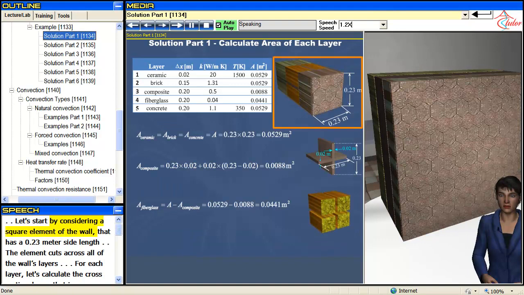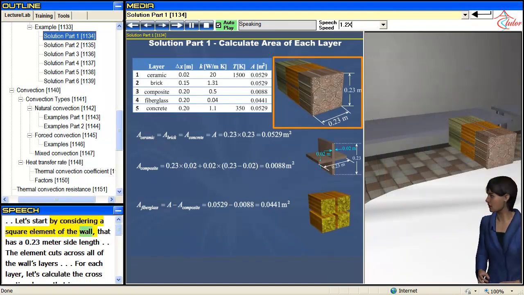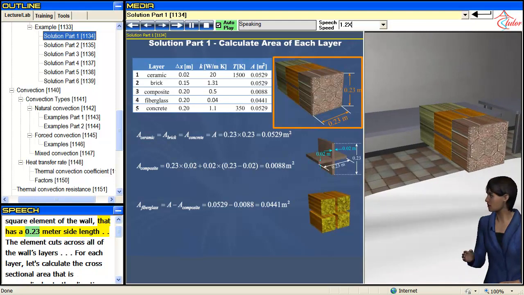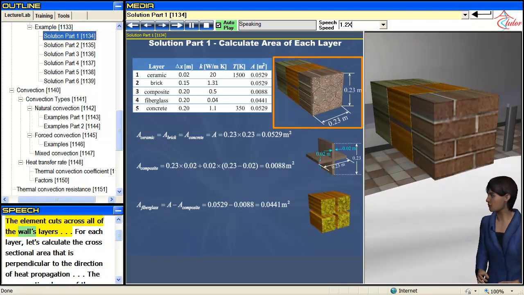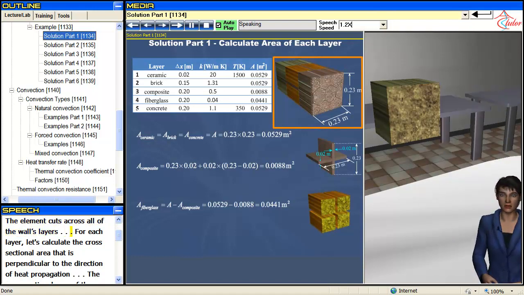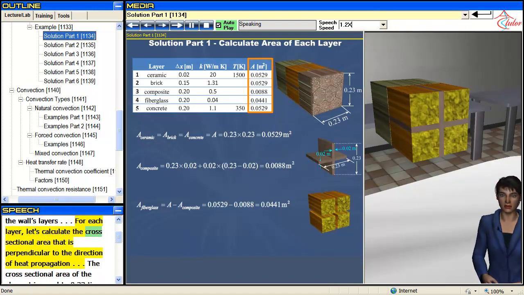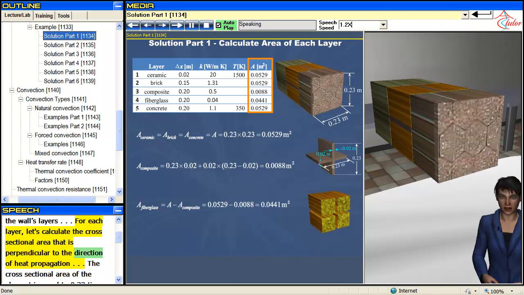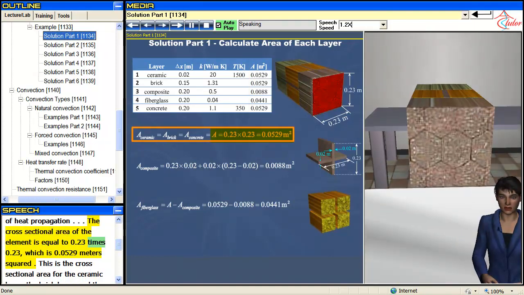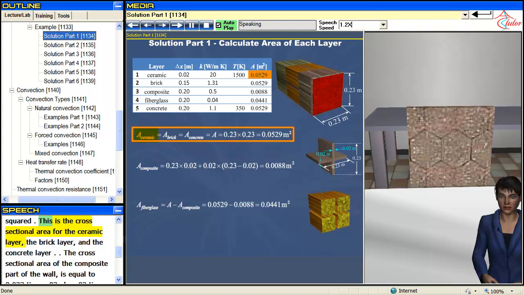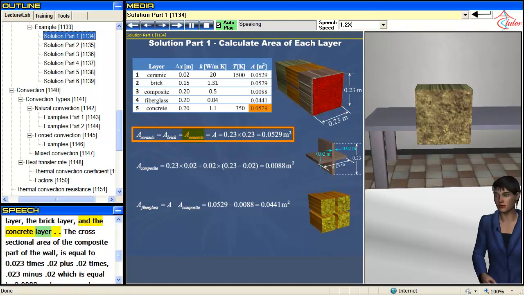Let's start by considering a square element of the wall that has a 0.23 meter side length. The element cuts across all of the wall's layers. For each layer, let's calculate the cross-sectional area that is perpendicular to the direction of heat propagation. The cross-sectional area of the element is equal to 0.23 times 0.23, which is 0.0529 meters squared. This is the cross-sectional area for the ceramic layer, the brick layer, and the concrete layer.